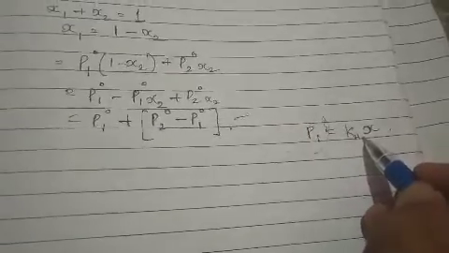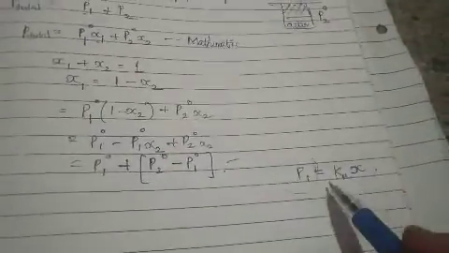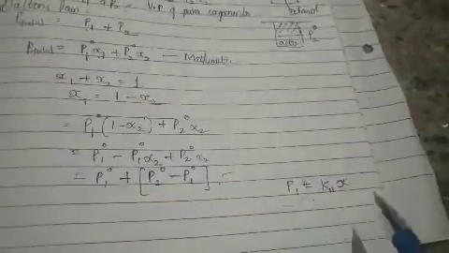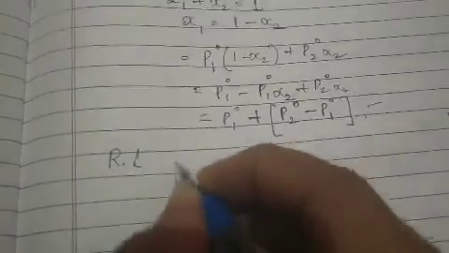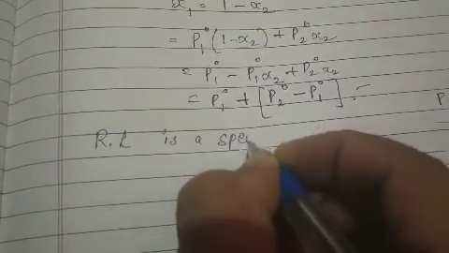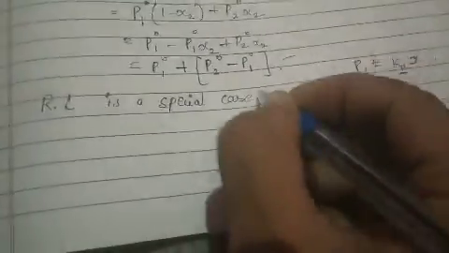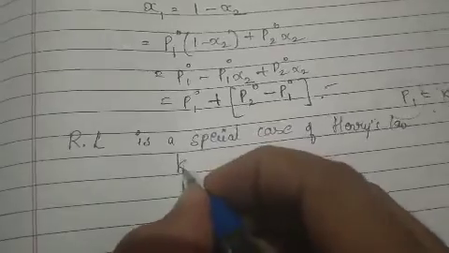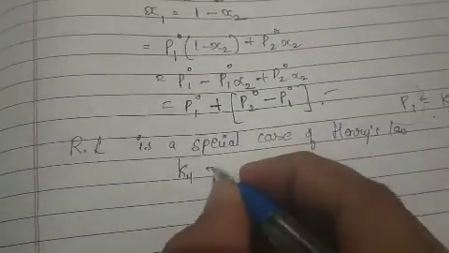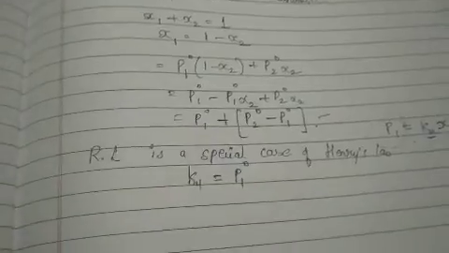But the major difference between Raoult's law and Henry's law is with respect to their constant. Here we get KH as a Henry constant, whereas here we are going to get a Raoult's constant. So you can say Raoult's law is a special case of Henry's law. Whatever your Henry's constant is, that will be equal to your P1 naught.